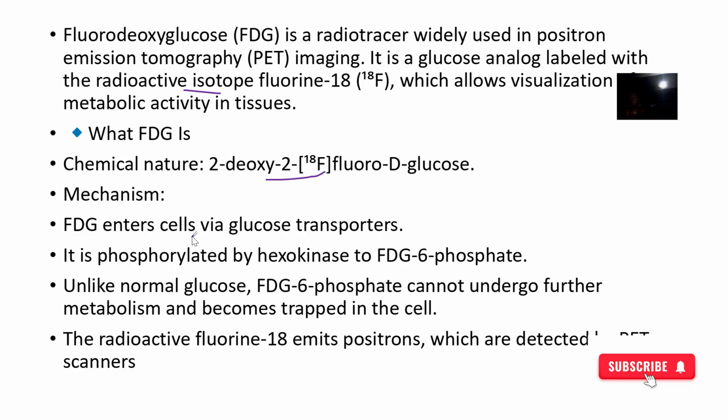So it enters the cell via glucose transporters. It is phosphorylated by what? Hexokinase to become fluorodeoxyglucose-6-phosphate. So unlike normal glucose, this one cannot undergo further metabolism and is trapped in the cell. Do you understand? So it emits positrons, and these are the positrons that you are able to detect when you image on positron emission tomography.